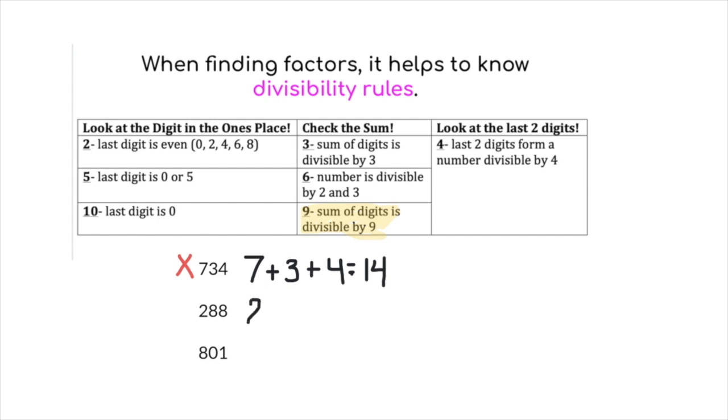Let's take a look at the second example. We have 2 plus 8 plus 8. So 2 plus 8 plus 8 is 18. And if you think about your 9s, 9, 18, it's perfect. 18 is divisible by 9, so 288 is also divisible by 9.